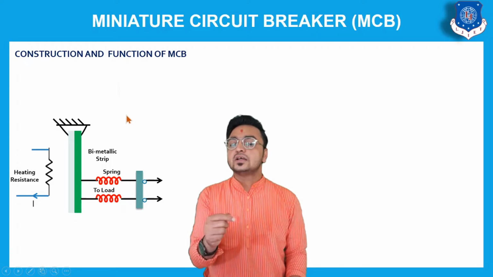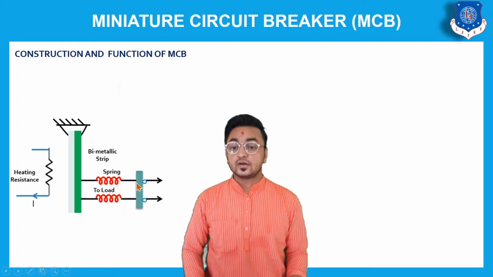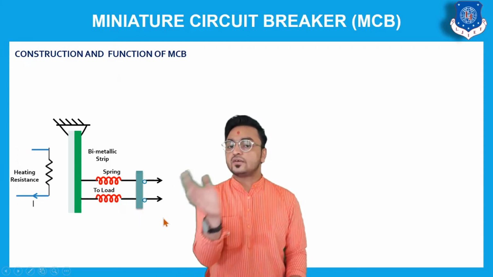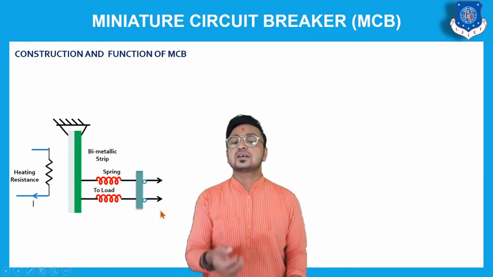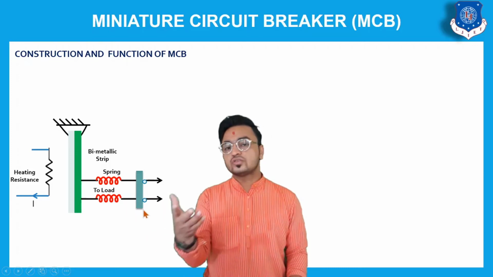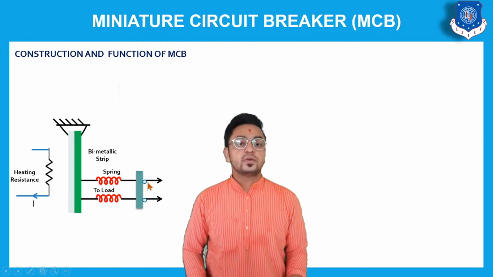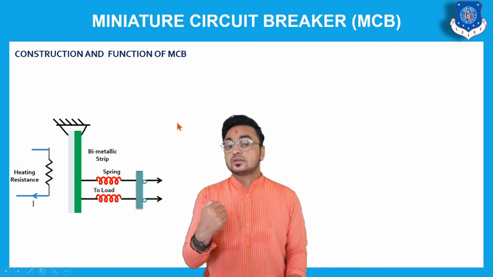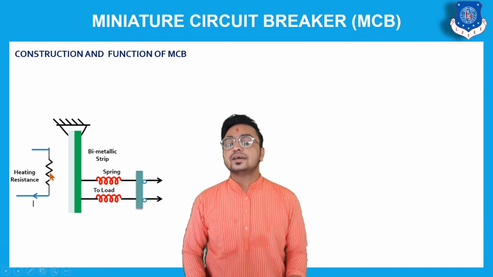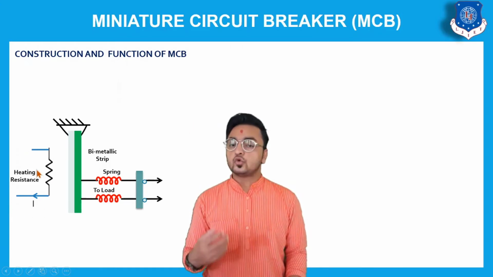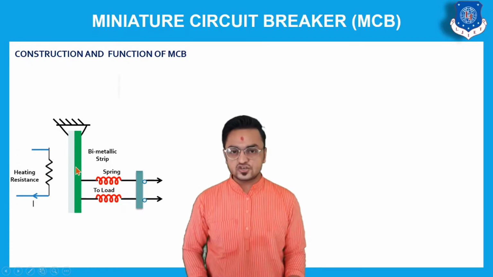So basically current will flow through this path over here, and when this contact is closed, that will provide the current to the circuit. But if we open this contact, that will break the circuit. But how will this mechanism work? So basically the current in that particular circuit will also flow through this heating resistance. If normal current flows, the temperature of this heating resistance is going to be at a normal condition.